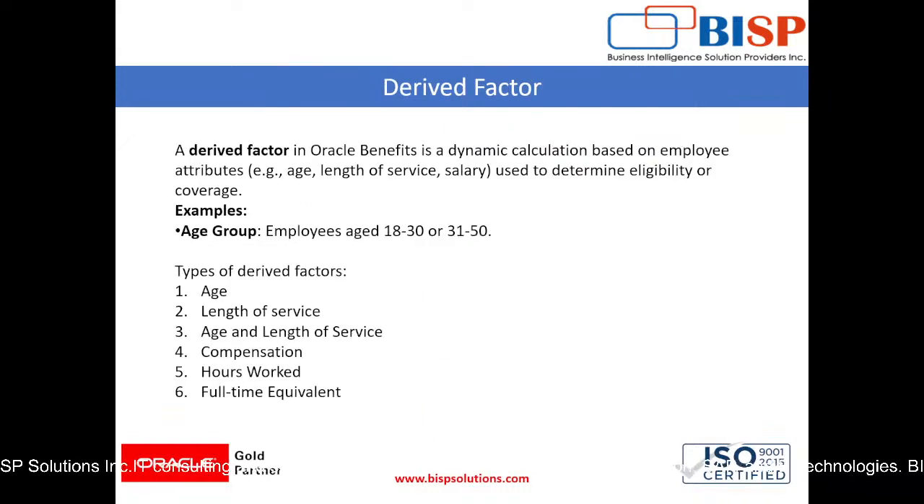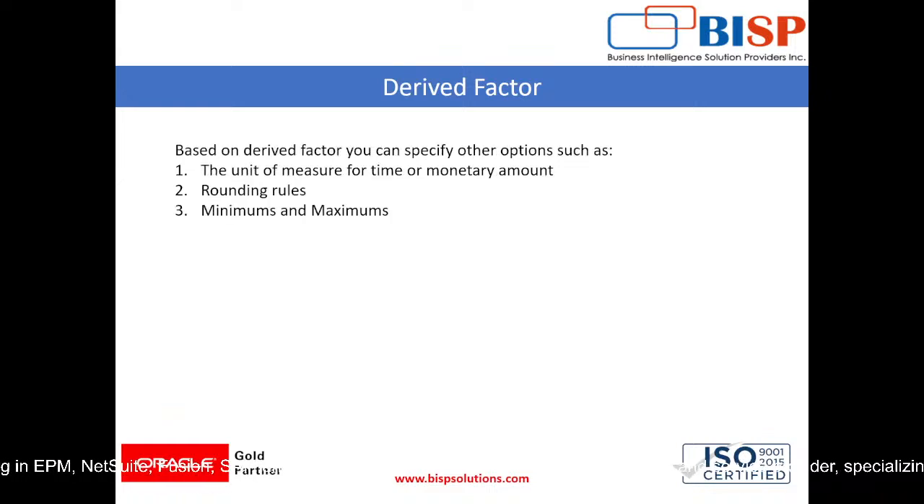Then we saw derived factors. So these are basically the factors which you can derive, and there are six derived factors you can derive. First is age, then length of service, age and length of service combined, compensation, hours worked, and full-time equivalent. So these are the derived factors.